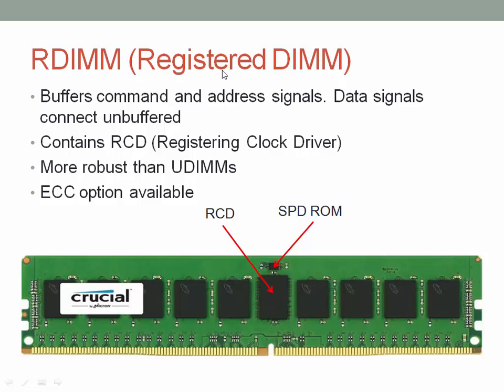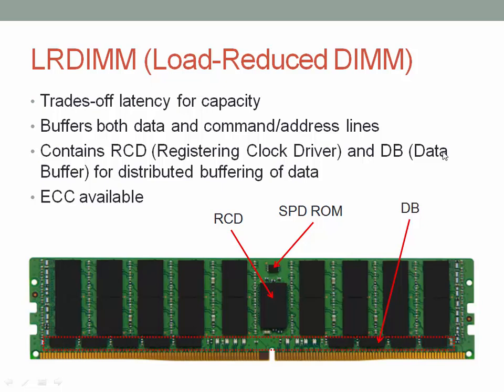The next is the registered DIMM. It contains an IC called the RCD, a registering clock driver. This buffers the command and address lines, so they don't go directly to the DRAM chips. This helps in increasing the reliability and makes it more robust. And these kinds of DIMMs are mainly used in servers.